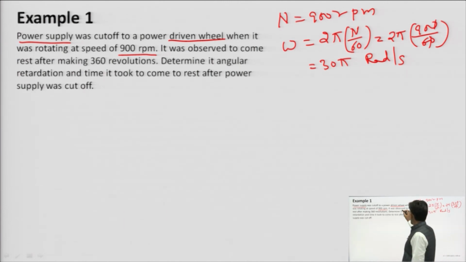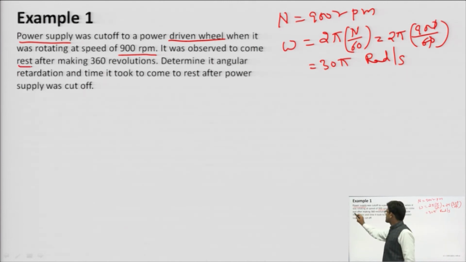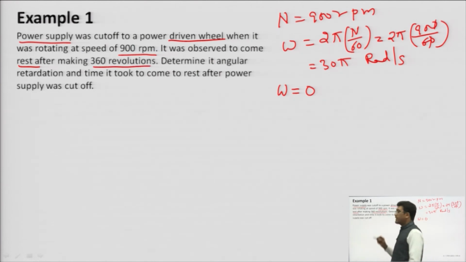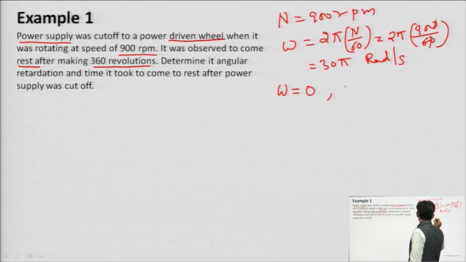Omega, it was observed to come to rest, okay, means final omega is equal to 0, after making how many revolutions? n is equal to 360 revolutions.